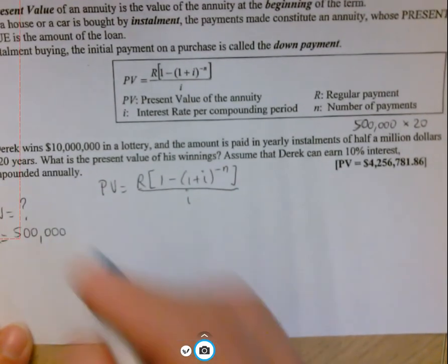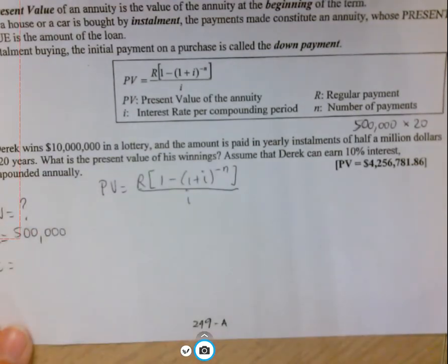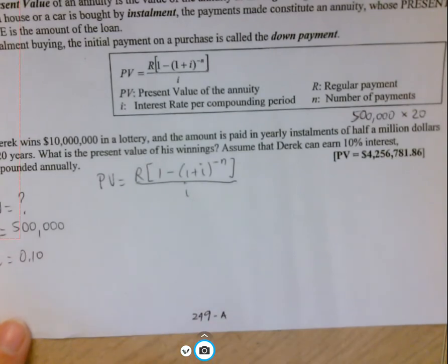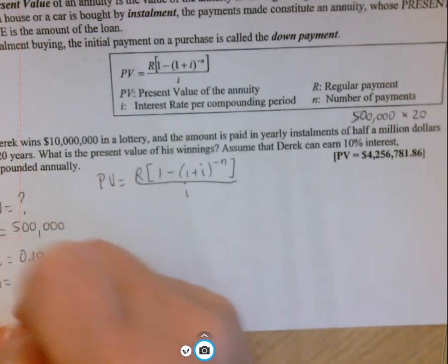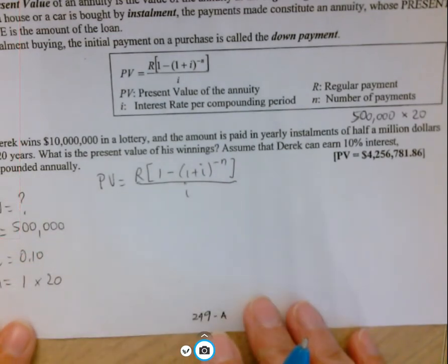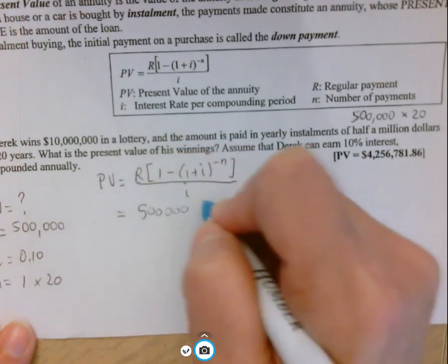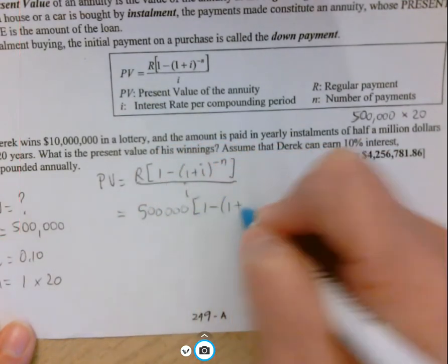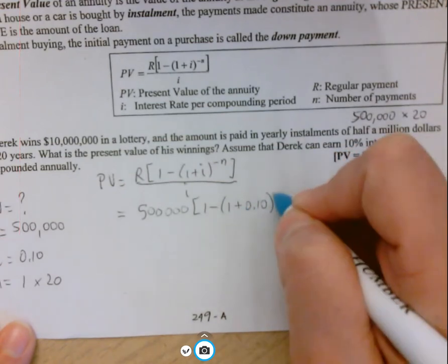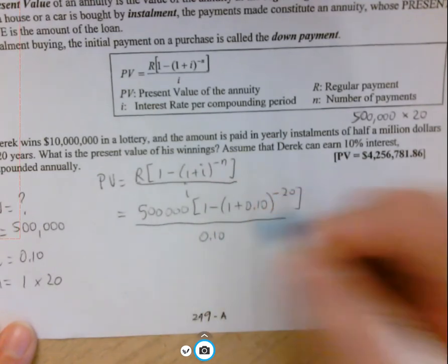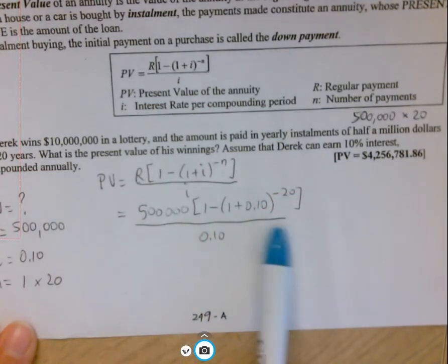So the regular payment is 500,000. Your little i is 0.10 and it's compounded annually, so I don't have to divide it by anything. And n is just, it's once a year for 20 years. All right, so now I'm going to put it into here. So this is 500,000 times 1 minus 1 plus 0.10 to the negative 20 over 0.10. Okay, and you can actually put this into the calculator all at once. Just be careful with the brackets.